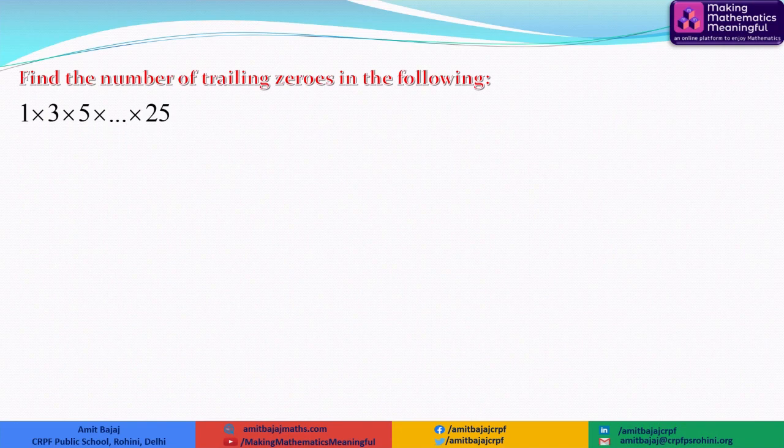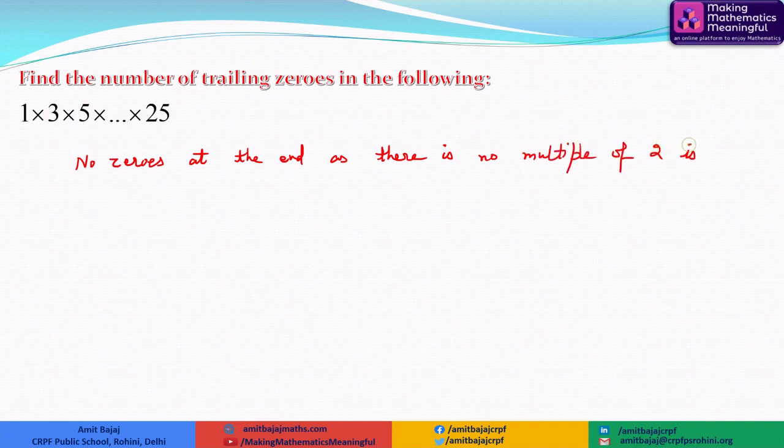Consider the following problem. 1 into 3 into 5 up to 25. Observe that since there is no even number, meaning no multiple of 2 is present, it will not contribute any zero. So no zero will be at the end, as no multiple of 2 is present.